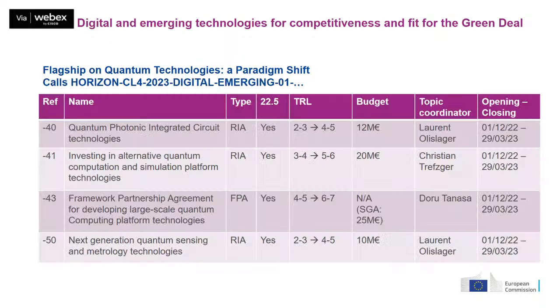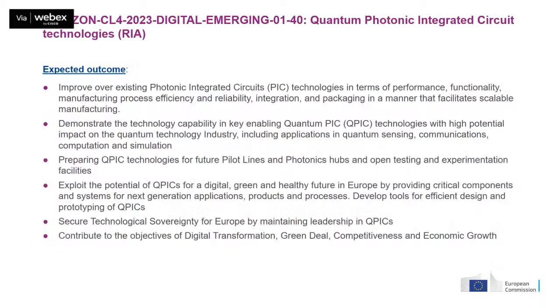So these are the four calls that my colleagues will present. I will not go too much into detail, just to let you know that, as you see, we are trying to focus now on higher TRLs. All the calls apply the 22.5 article, and they are all RIA, except for one FPA, which my colleague will also explain. With this, we will move into each one of the calls by my colleagues, and we will have some questions and answers at the end. Thank you very much, Laurent.